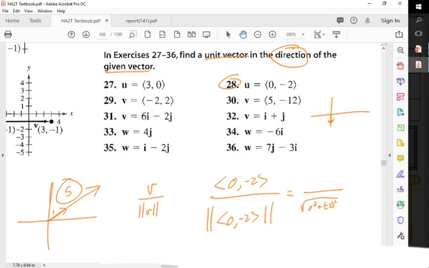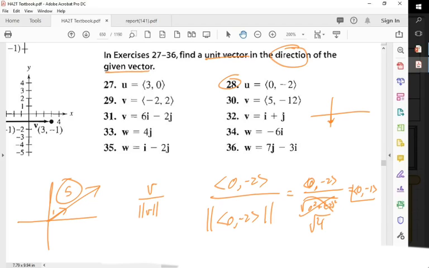Actually, you don't even need to do this. What's the length of that vector? 4. So we just divide each by 4. Wouldn't it be 2? Oh, I said 4. The square root of 4 is 2. Okay, so 0 divided by 2 is 0, and negative 2 divided by 2 is negative 1.